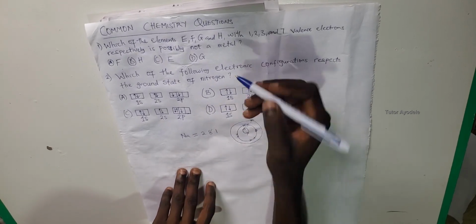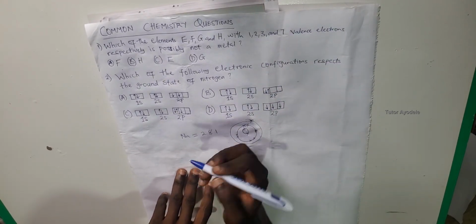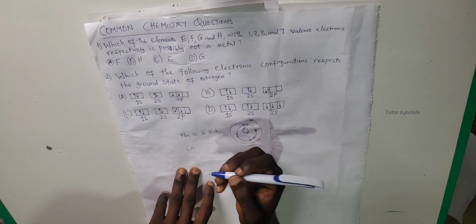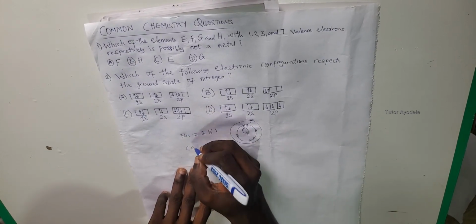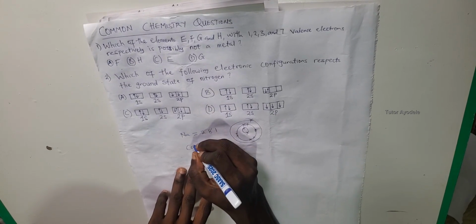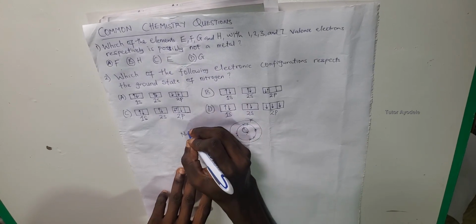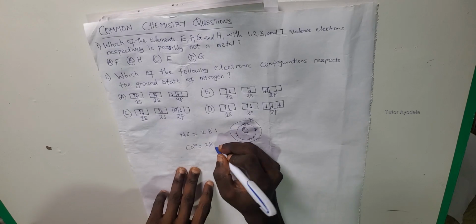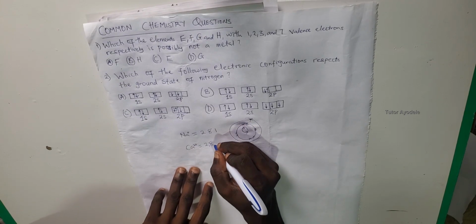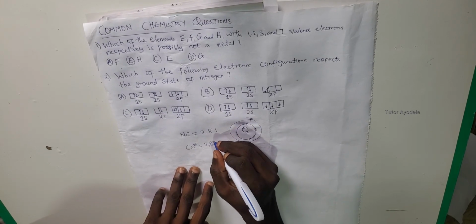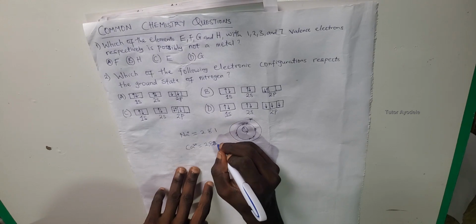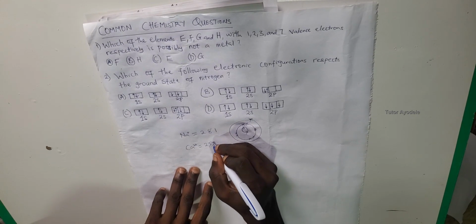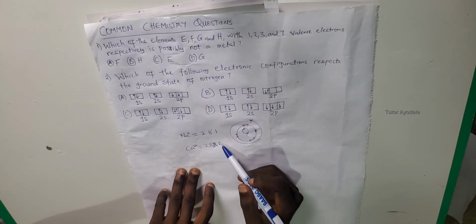Likewise, which element has a valency of 2? For example, calcium. Calcium has a valency of 2, that is, I can say calcium 2 plus. This one has a valency of 1. Why does calcium have a valency of 2? Because it is 2, 8, 8, 2. So calcium has a valency of 2.